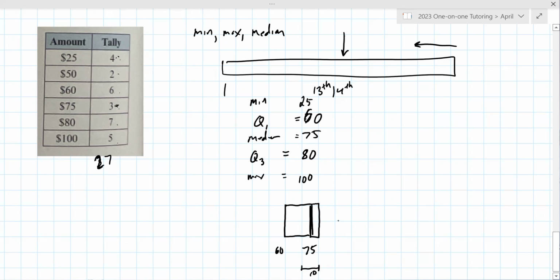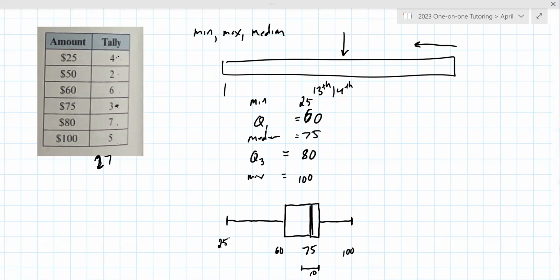The whisker part, if you have animals, you've seen whiskers, you're going out to 100. So 100 is right there. So we're going out by 10 each time. And then the minimum is 25. So we go out 50, 40, 30. Right there's 20, 25.